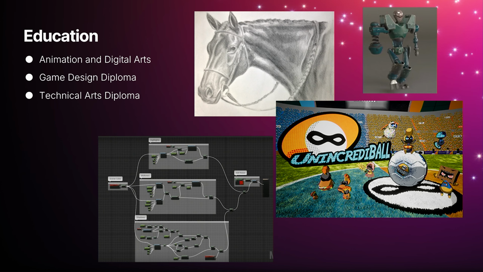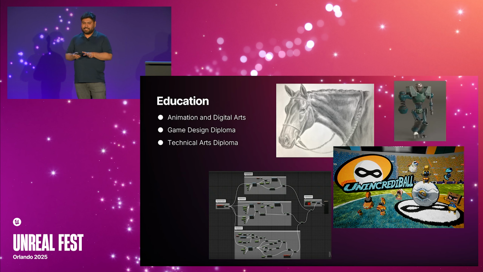So who I am. My journey started with studying animation and digital arts. I learned the basics, so I did some modeling, I did some drawing. That was actually my drawing over there, the horse I did. And after that, I did a game design diploma where I learned the basics of Unreal. Fun fact, my final project was made in Unreal 4.12 or 13, something like that. And it's the one over there with the ball and all of the tiny characters. And big shout out to my team, they were really great in that project. And then I also took a one-year diploma in technical arts, which helped me to get more in-depth knowledge about the engine and some other software.